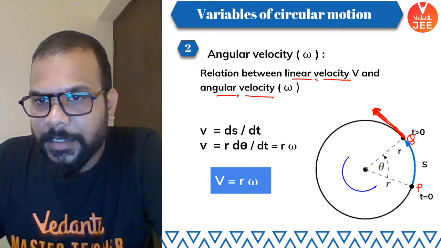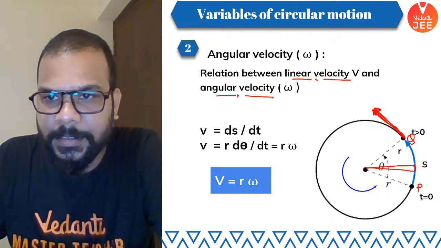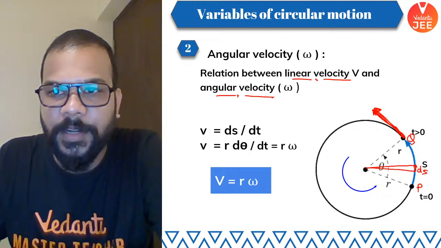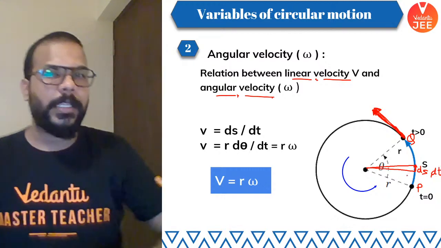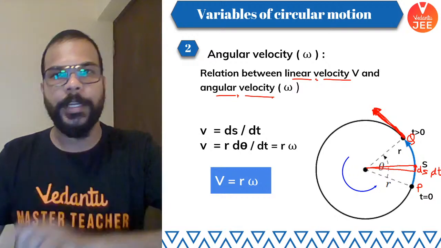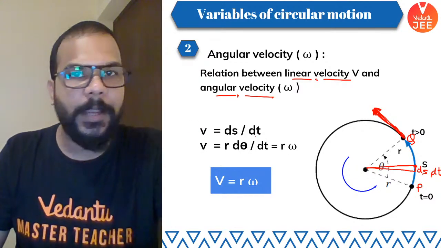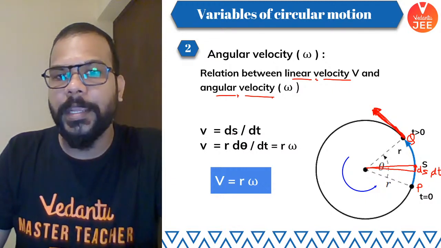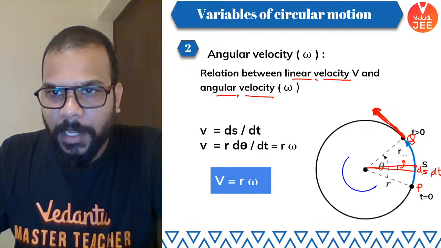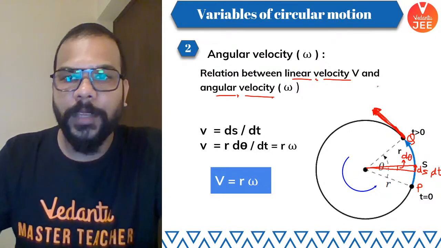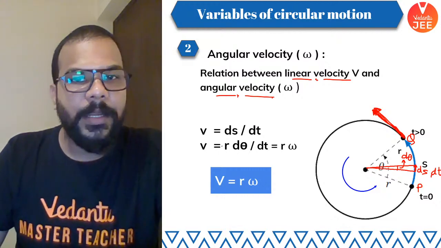If I divide this displacement into small displacements and call each displacement ds, which is covered in a small time dt, such that the ds displacement is almost a straight line path, we can say that the speed will be ds by dt. Now we can write ds because we define the angle. This is a very small angle traced as d theta. So d theta will be equal to ds by r, so ds can be written as r d theta.